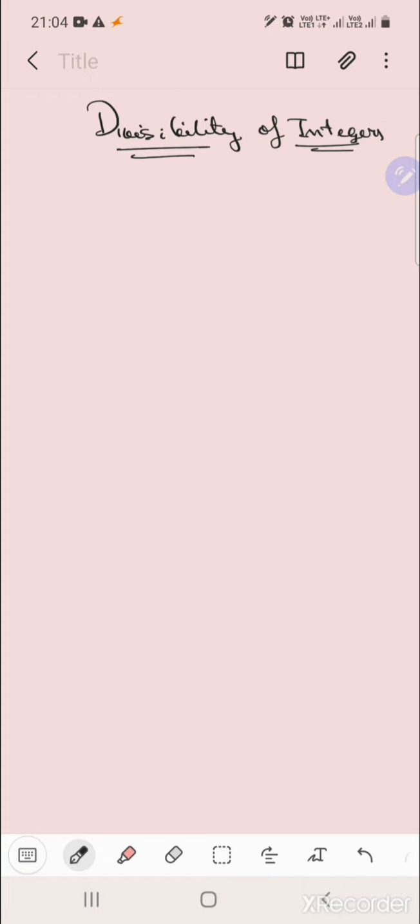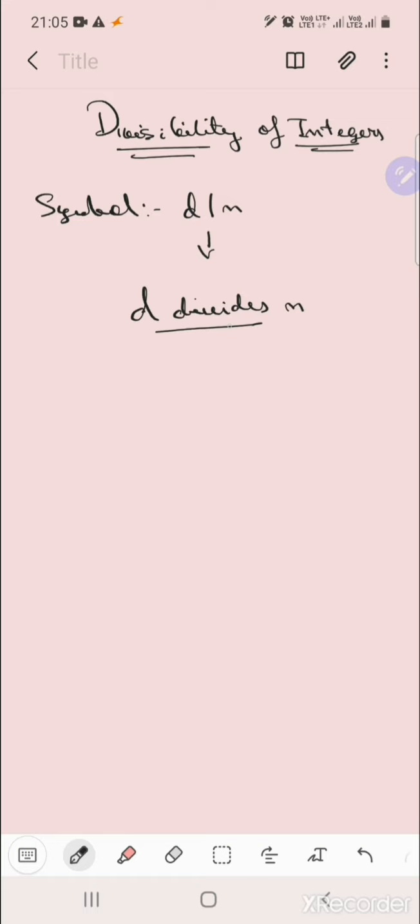We will also be understanding a little bit of modulus arithmetic. So these will be the few things we will be covering, and we will also be talking about the well ordering principle throughout the lecture, because it is a very important one. So divisibility of integers. The basic symbol of divisibility is given as d straight bar n. This symbol indicates that d divides n. Clear?